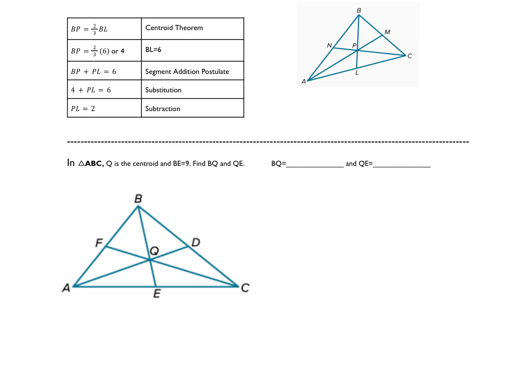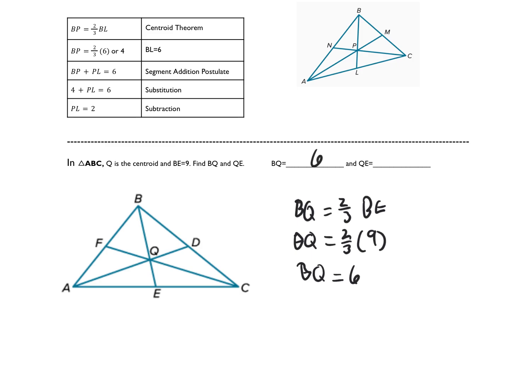In this triangle ABC, Q is the centroid. Segment BE is 9. So we're asked to find segment BQ and QE. Well, BQ is going to be 2/3 of BE. And I know that BE is 9 units long. So BQ then is 2/3 of 9, which is 6. So put a 6 there.